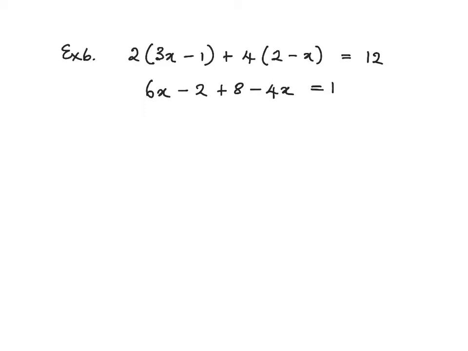Now, the next thing that we have to do is to simplify the left-hand side. What we should be doing is gathering together the letter terms and then the two number terms. That's very important that we do that. There are all sorts of things that can go wrong here. So 6x minus 4x is 2x. Minus 2 plus 8 is 6.